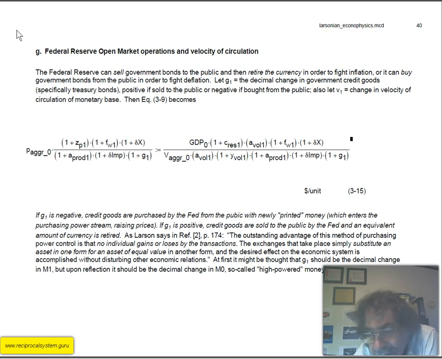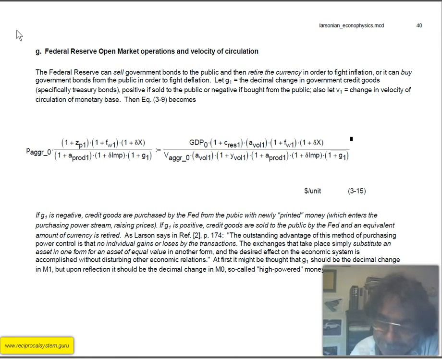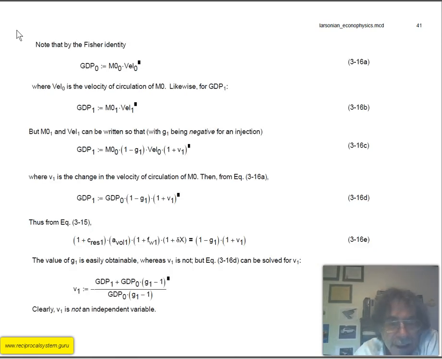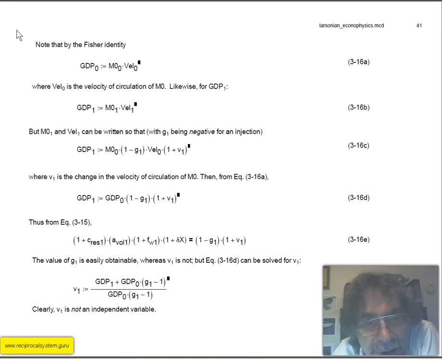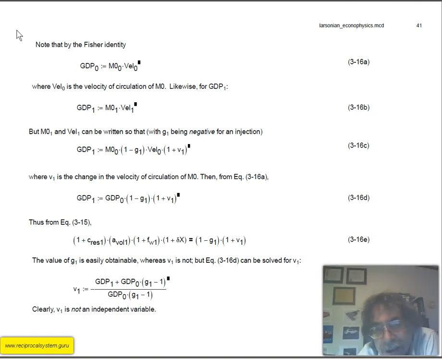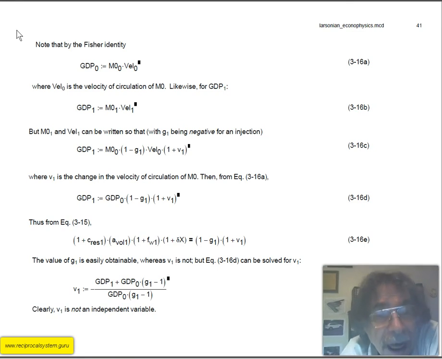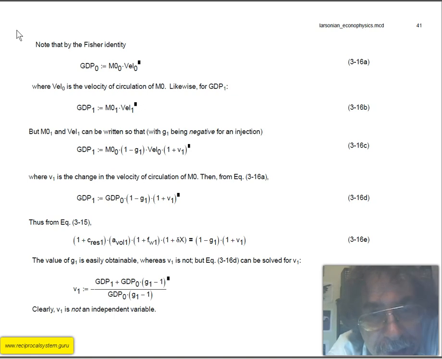At first, it might be thought that G sub 1 should be the decimal change in M1, but upon reflection, it should be the decimal change in M0, so-called high-powered money, or the monetary base. Yeah, it has to be on the actual currency base. All right, now we got to look at the famous economist Fisher, and he's the one that actually knew about velocity. So the Fisher identity is GDP sub 0 equals M0 sub 0 times velocity sub 0, where velocity sub 0 is the velocity of circulation of M0.